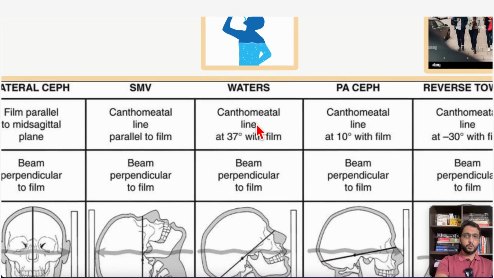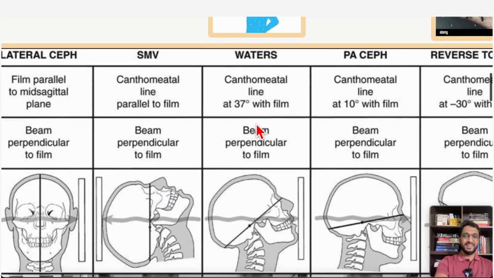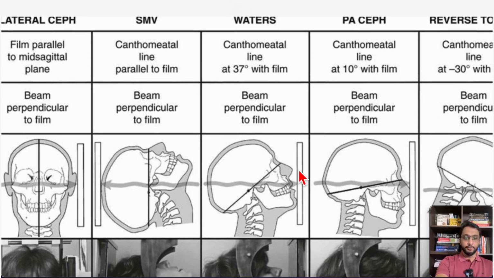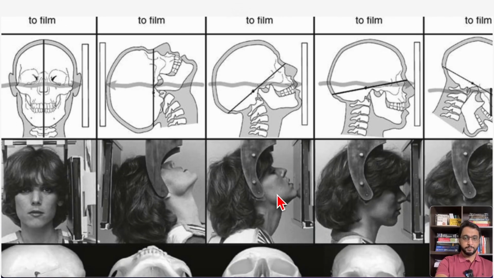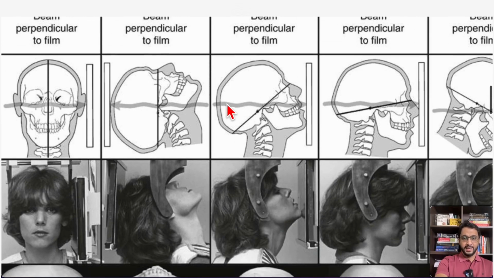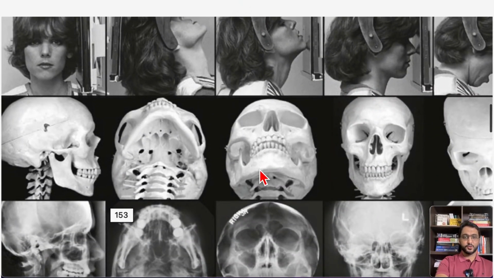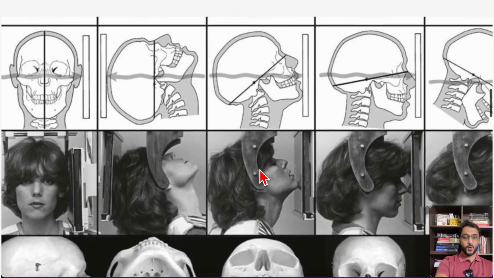But let's come to the Waters view, where the canto-meatal line is at 37 degrees with the film. This is the film, this is the canto-meatal line. If you just see the angle between this film and the canto-meatal line, you'll see that it is at 37 degrees. The head is lifted up, a plus 37 degrees with the film. This is how it looks. It's upwards, and definitely your beam is directed perpendicular to the film, no doubt. So, a beautiful view, the Waters view.